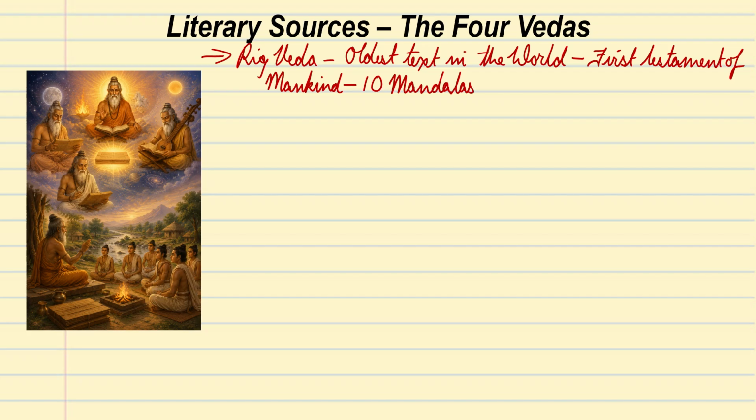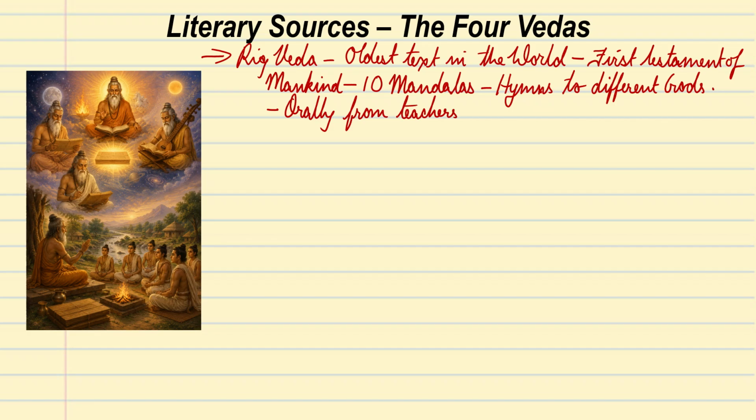It was composed during the early Vedic period. We already know that. It describes the life of the people during the early Vedic period. There are hymns to different gods. So hymns are dedicated to different gods, and these were transmitted orally from teachers to disciples, and thus the knowledge of the Vedas was preserved.